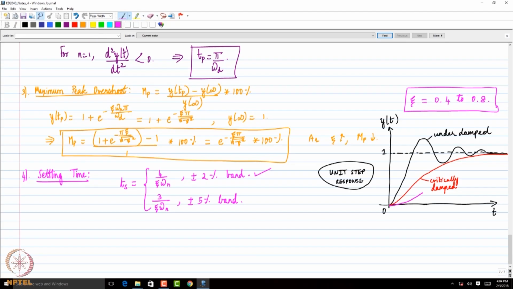On the other hand, if you consider an overdamped system, an overdamped system will be extremely sluggish. Not a great diagram, let me draw a nice smooth curve. It's going to be extremely sluggish. So we hardly design overdamped systems.